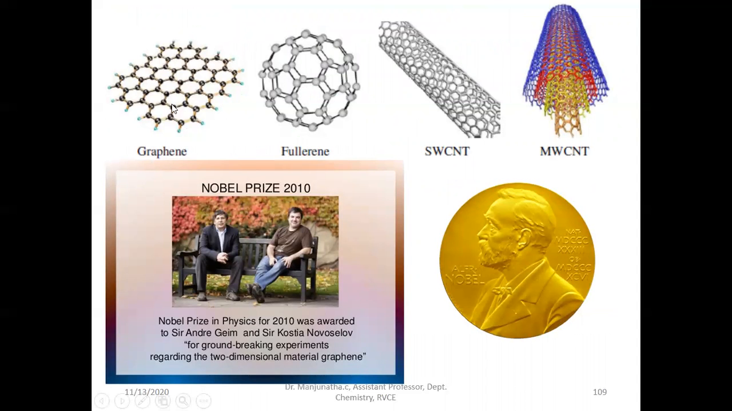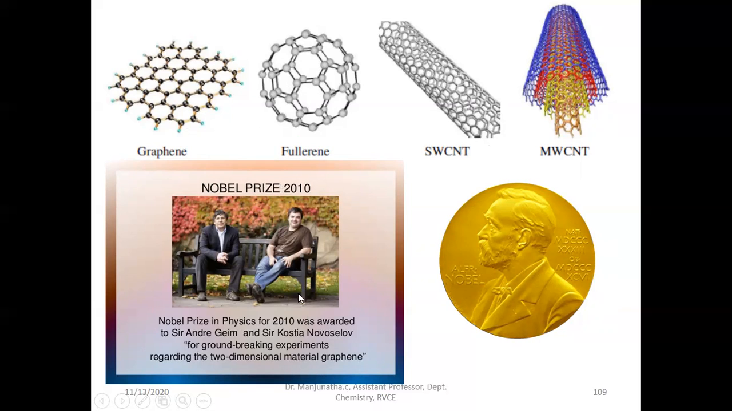And this is the two-dimensional graphene material, having only surface made up of sp2 hybridized carbon atoms. And this is the zero-dimensional fullerene, this is the one-dimensional single-walled carbon nanotube, and this is the one-dimensional multi-walled carbon nanotube.